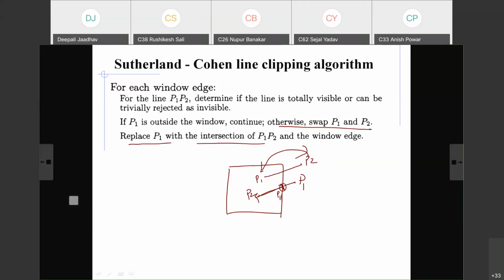Only remember that it is only a three-line algorithm stated here. For the line P1, P2, if the line is totally visible, we draw it. If the line is totally invisible, then reject it. Otherwise, the line intersects the window. If P1 is outside the window, then we calculate the intersection and replace P1 with the intersection point. Otherwise, we need to swap P1 and P2. If P1 is inside and P2 is outside, swap these points. How? We will see it with an example.